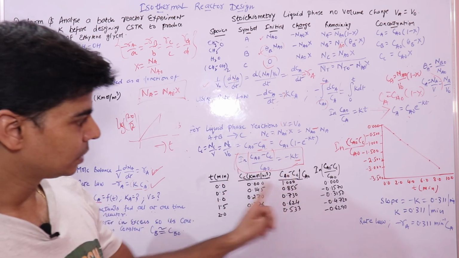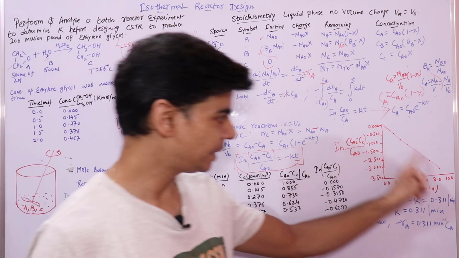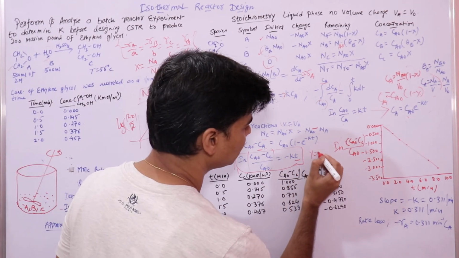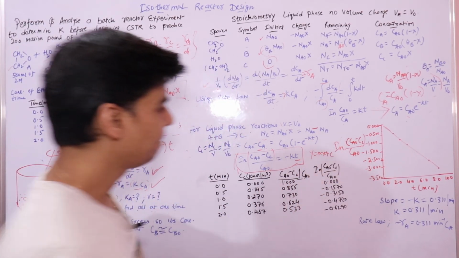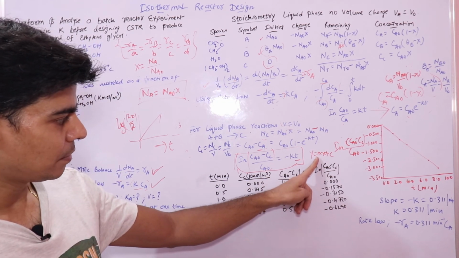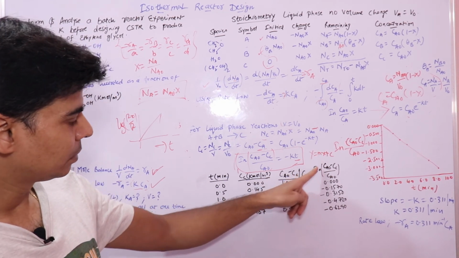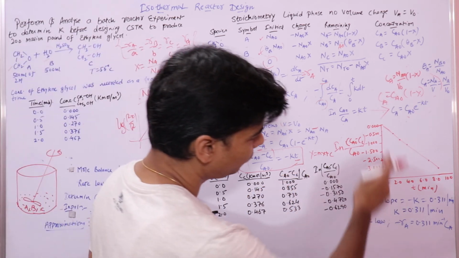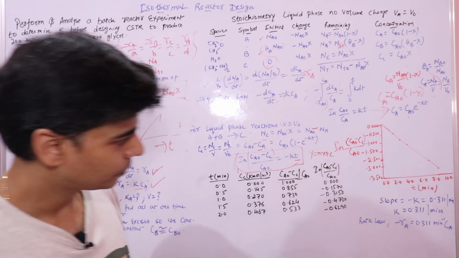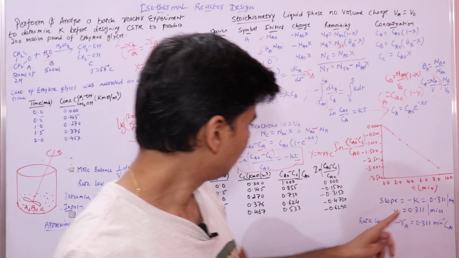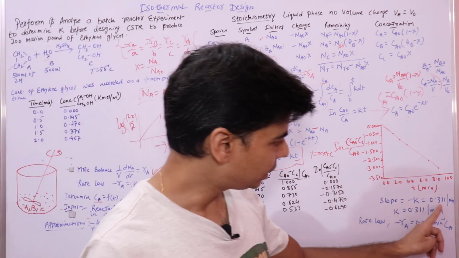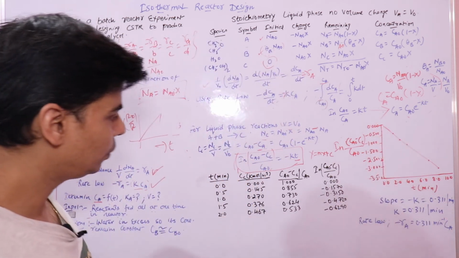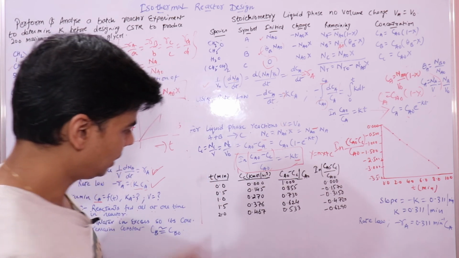If you are getting a straight line, then comparing it with y equals mx plus c, m is the slope. So what is the slope here? If you find it from the graph, the slope is equal to minus k, which is 0.311 in these calculations. So how will you calculate it? Using this data at time t.